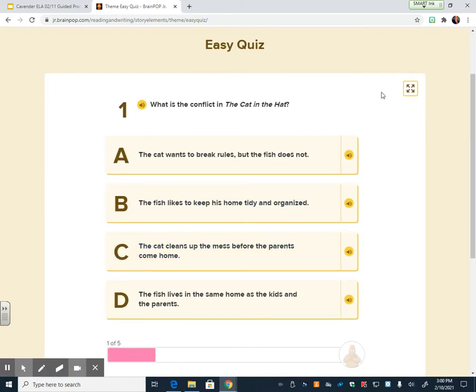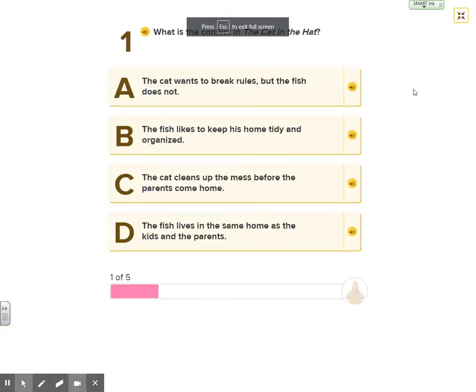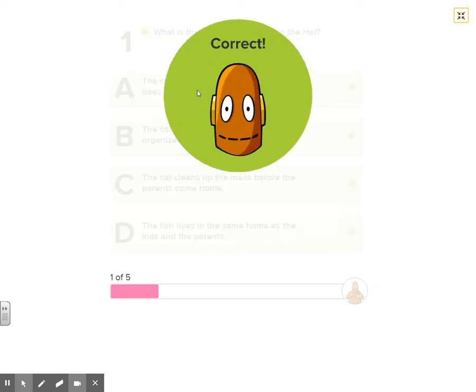What is the conflict in The Cat in the Hat? Some of you may have never read the story before. Is it the cat wants to break the rules, but the fish does not? Is it the fish likes to keep his home tidy and organized? That the cat cleans up the mess before the parents come home? Or the fish lives in the same house as the kids and their parents? Only one of these sounds like a problem, a conflict, and it's the cat wants to break the rules, but the fish does not.